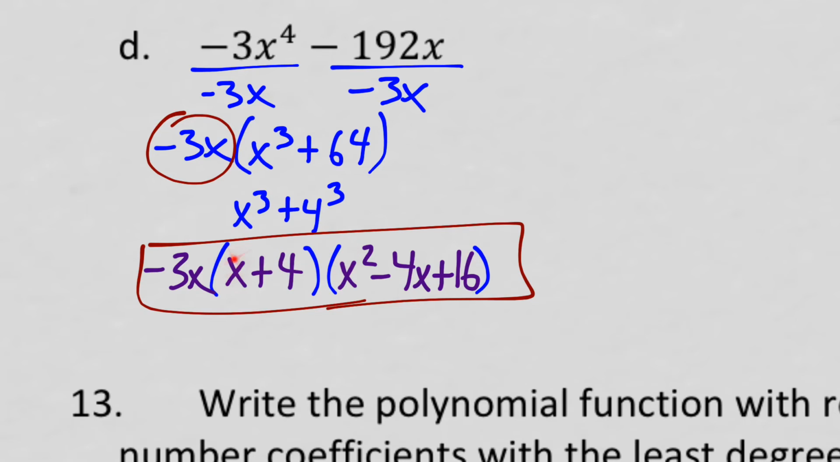And then square the first one, x squared, times each other but change the sign, so negative 4x. Square the last one, 16. And then in the front, don't forget to include that term, negative 3x. And that's your final answer.